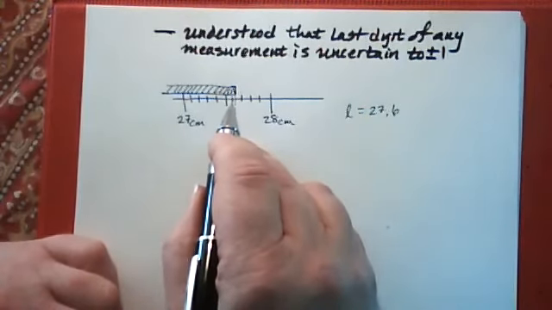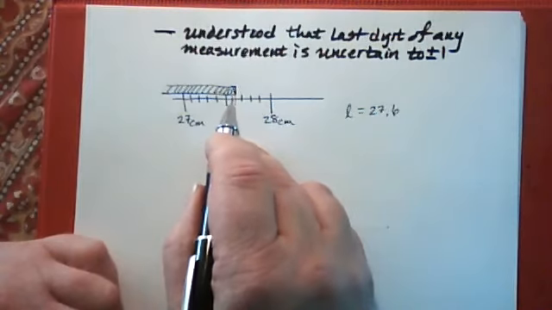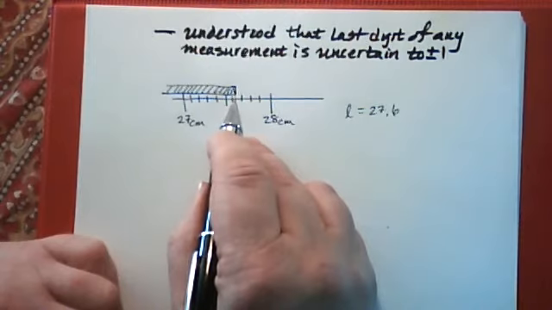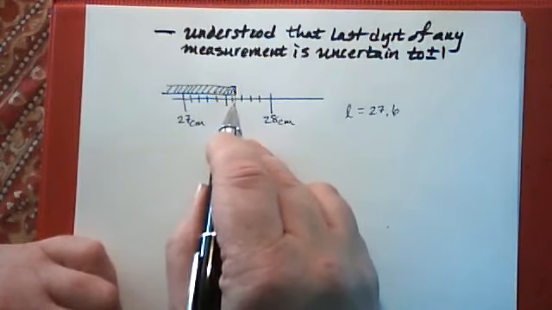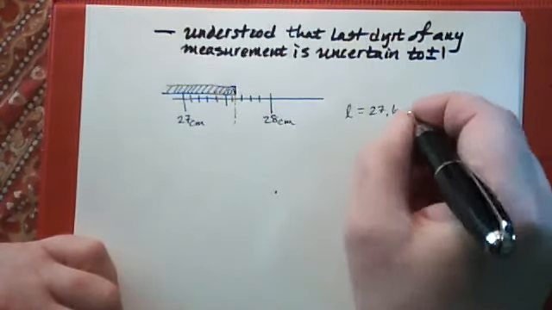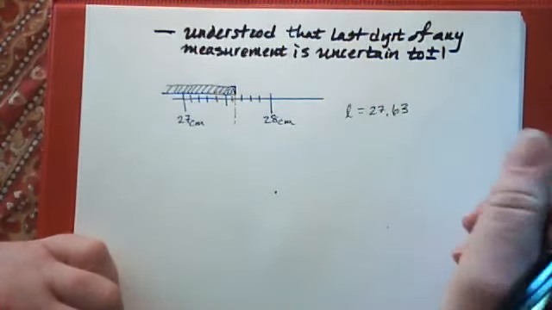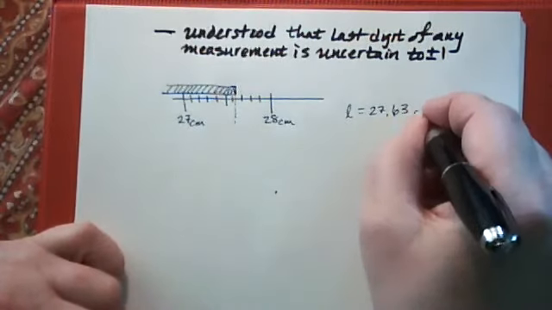So the 27.6 right there, that is the smallest unit that's marked off on the measuring device. And now we have to estimate how far the rod comes between the 0.6 and the 0.7. It looks to me like it's maybe about a third of the way. So we could call that 27.63 centimeters.